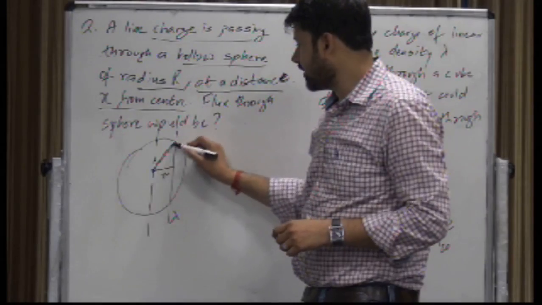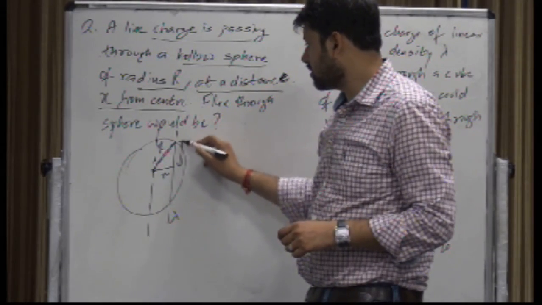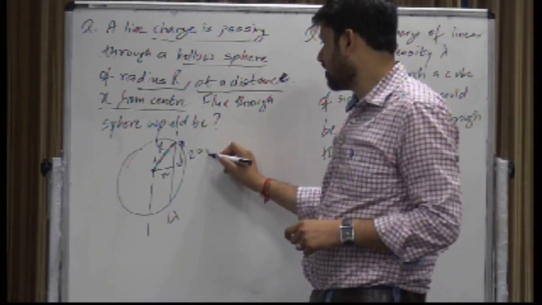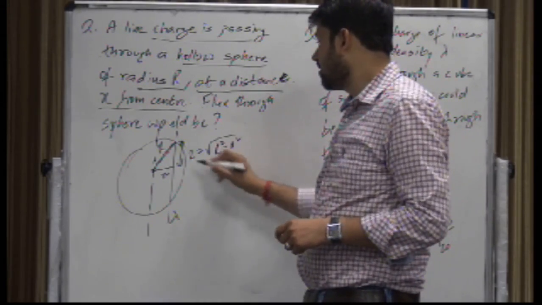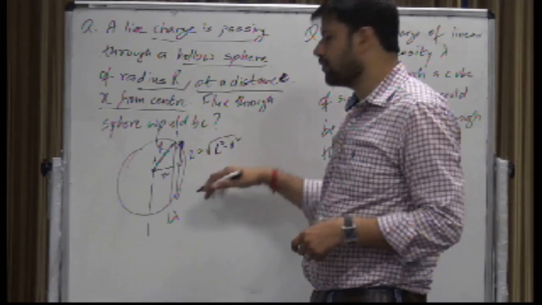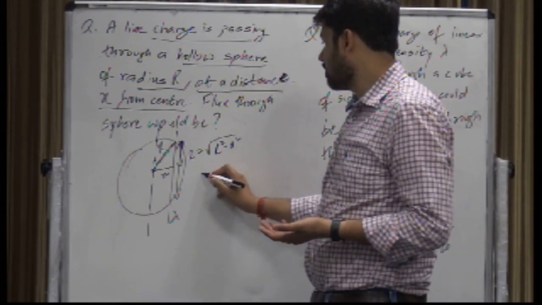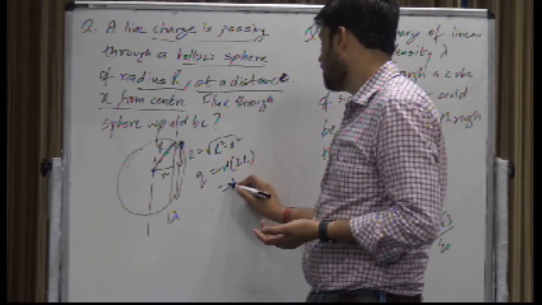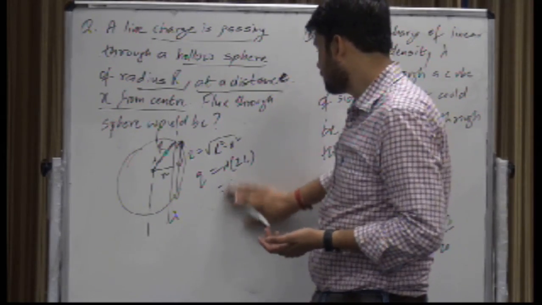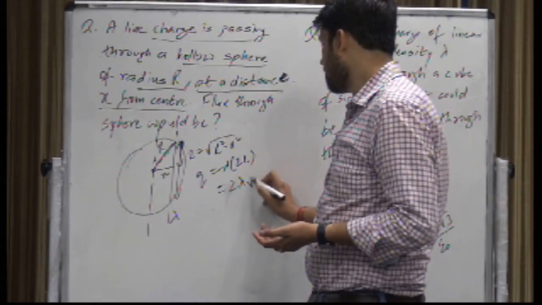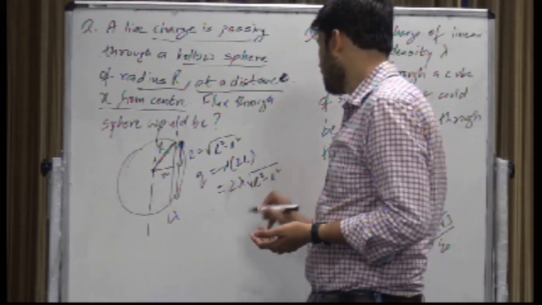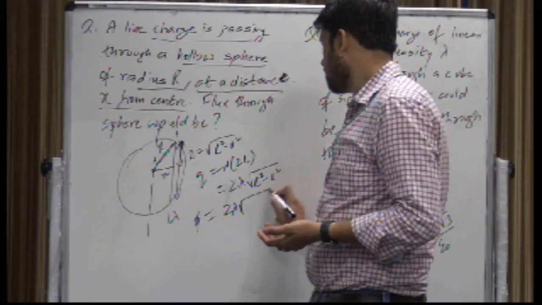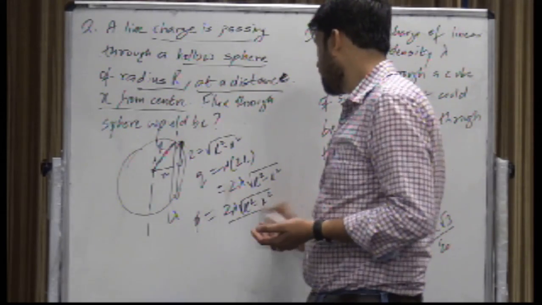Draw a radius r. This portion L would be how much? Under root r square minus x square. The total length of charge inside would be 2L. So charge inside would be lambda into 2L, which is 2 lambda under root r square minus x square. So flux would be 2 lambda under root r square minus x square by epsilon naught.